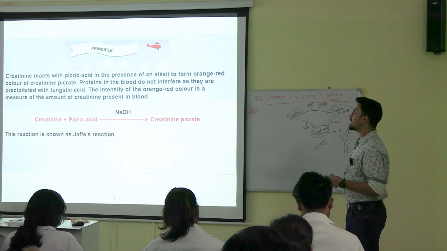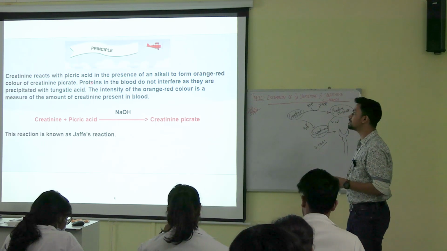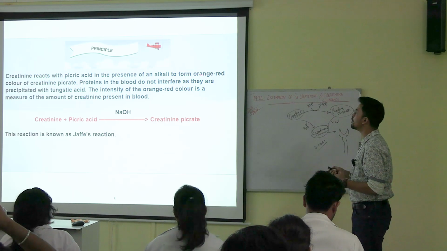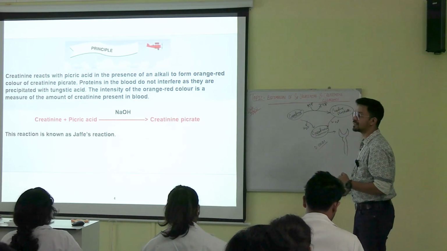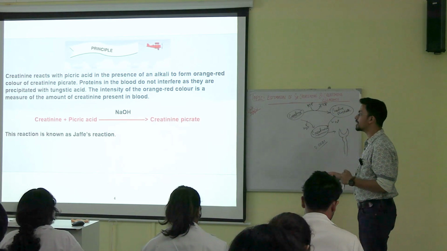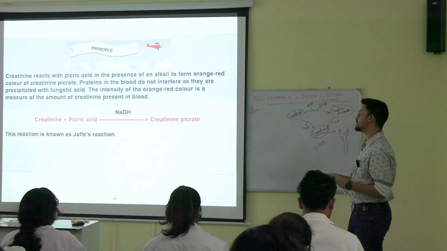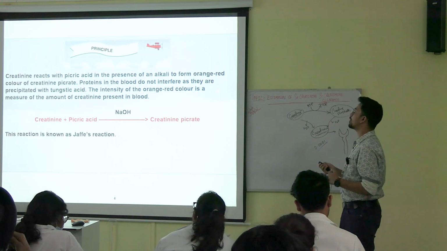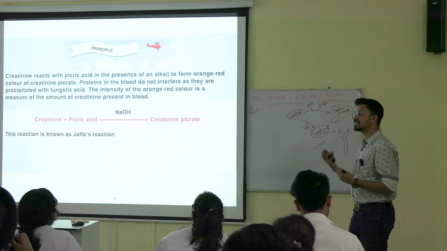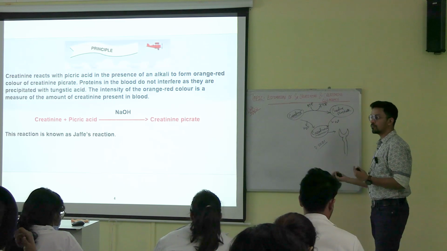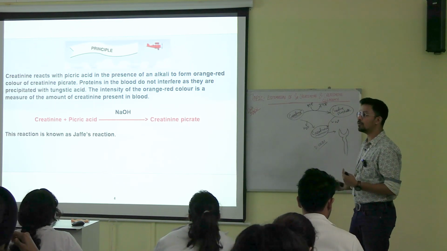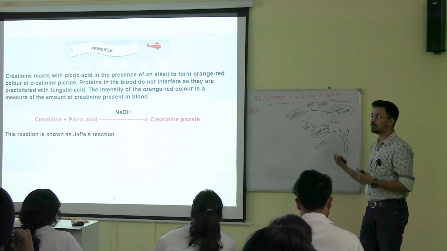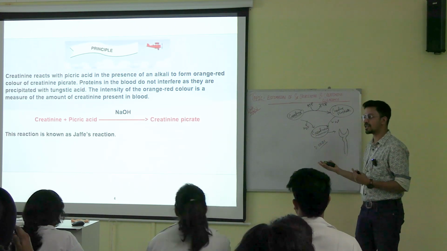Remember? Now what happens in this test is creatinine reacts with the picric acid, and in the presence of an alkaline medium, it forms an orange-red color, that is creatinine picrate. See over here, creatinine reacting with the picric acid in the presence of the alkaline medium and forming the creatinine picrate, which gives a color of orange to red. That's a chromogen that we are using in the colorimeter. Using the Beer-Lambert's law, we are checking the absorbance of the test upon standard, and we are getting the value.